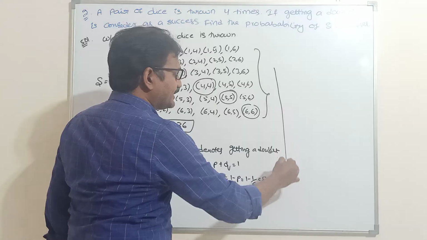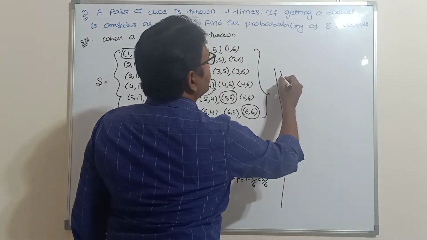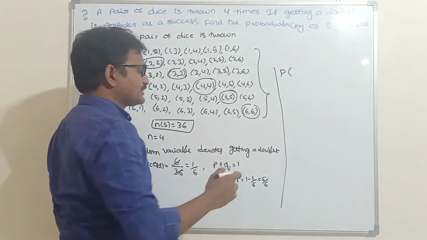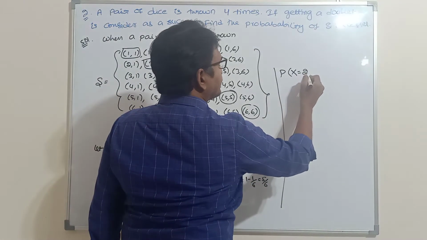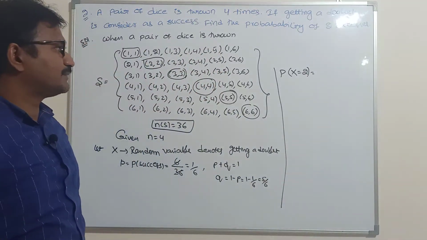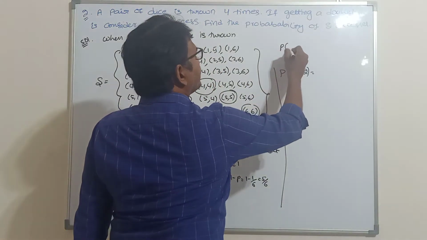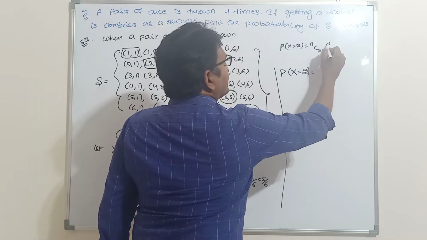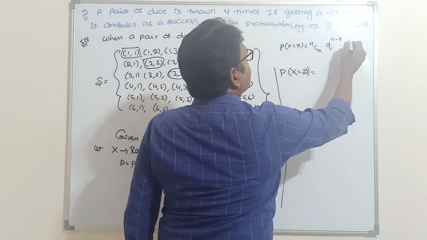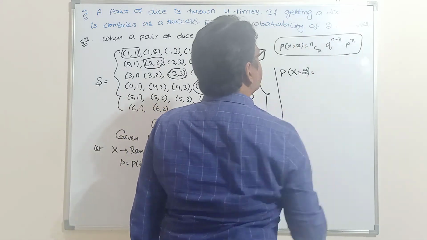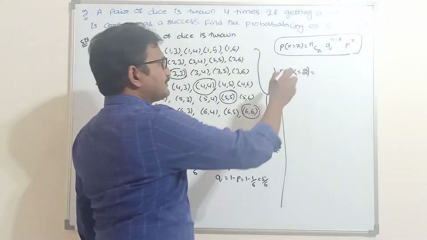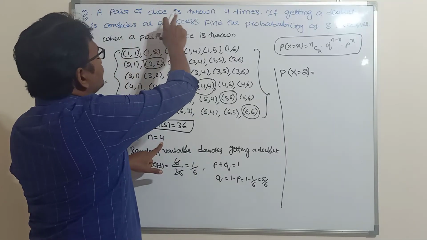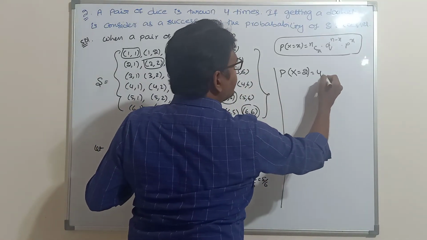Next, what to find in this problem? The probability of getting 2 successes. Getting 2 successes means we need to get a doublet 2 times. So what is the formula for this? P of X equal to x is equal to nCx into q power n minus x into p power x. P of X equal to 2. The small x value here is 2. n, the number of times we are throwing, is 4 times.